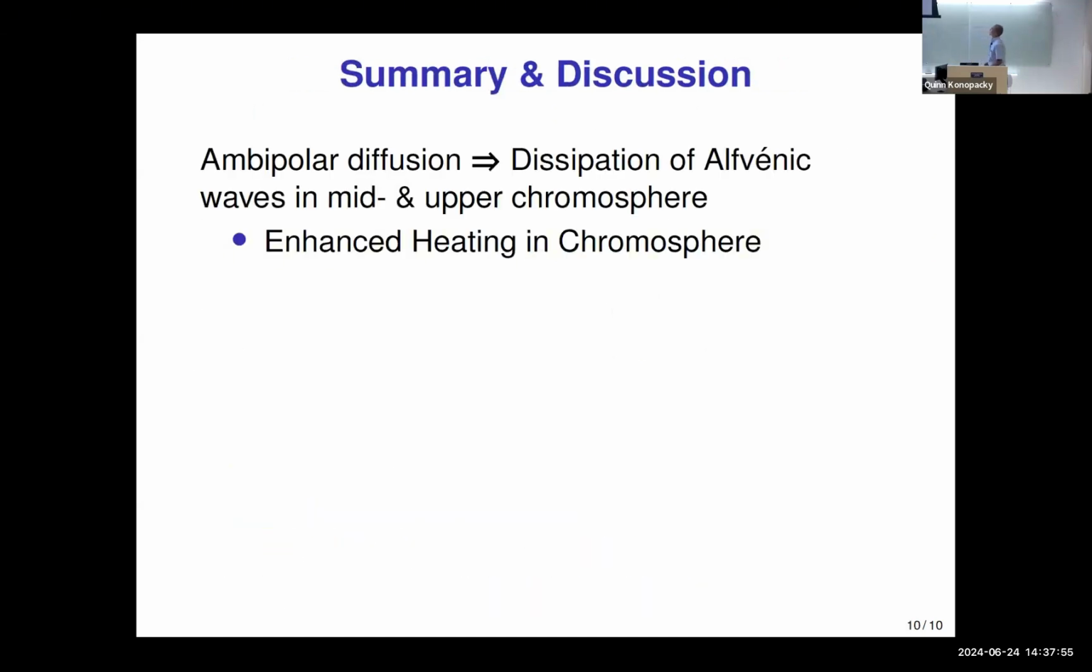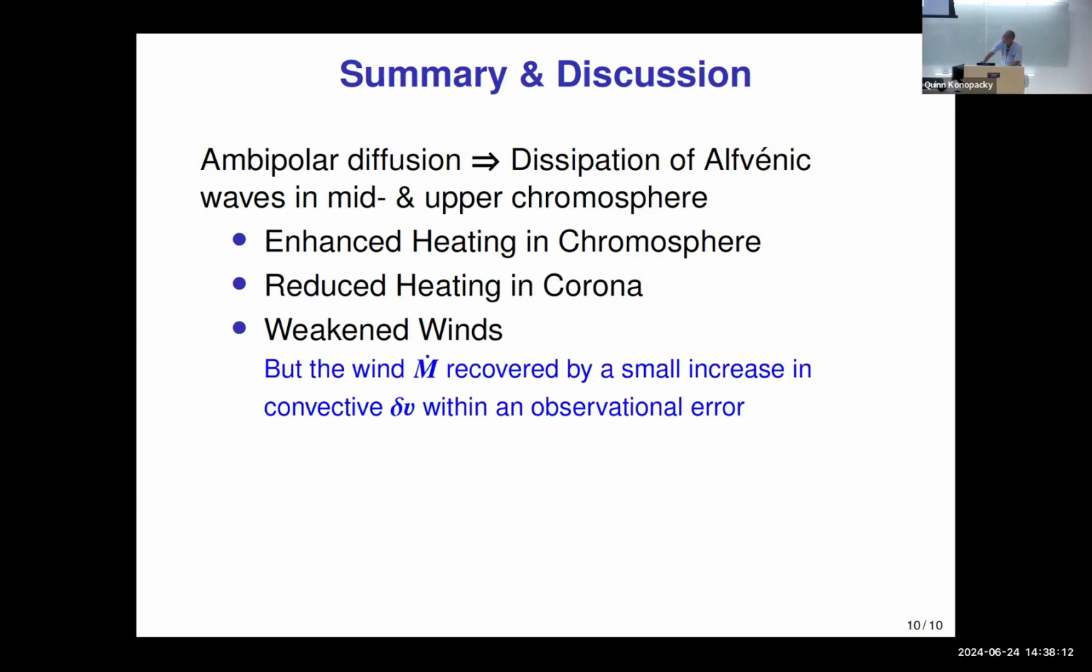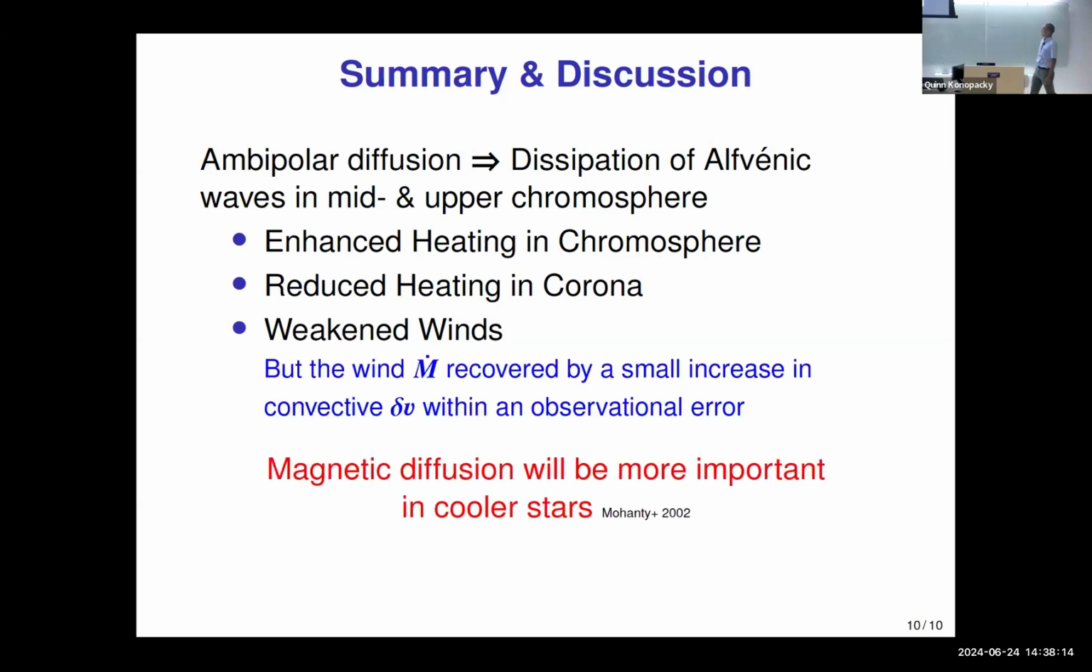This is the summary slide. Ambipolar diffusion is important, particularly in the dissipation of Alfvénic Poynting flux or Alfvén waves in the mid and upper chromosphere. It enhances heating in the chromosphere, but reduces the heating in the corona and weakens the wind. This will be more important in cooler stars because the temperature in the photosphere and the chromosphere is probably lower for cooler stars. So the effect of magnetic diffusion by non-ideal MHD processes must be very important in cool stars. Thank you very much.